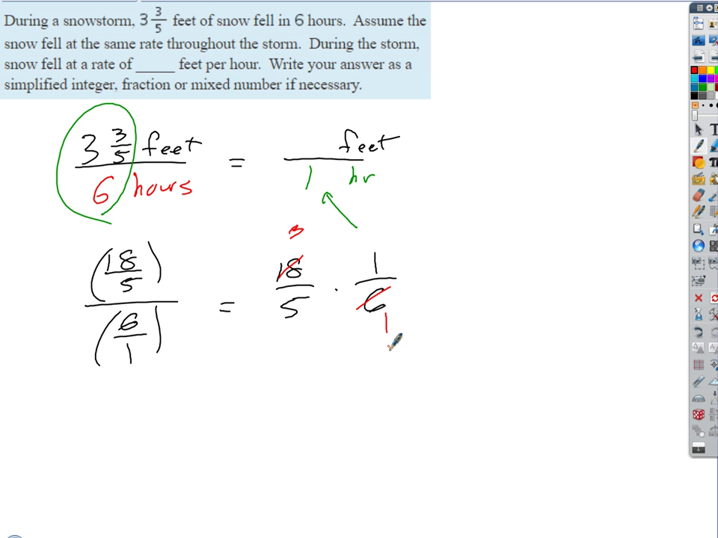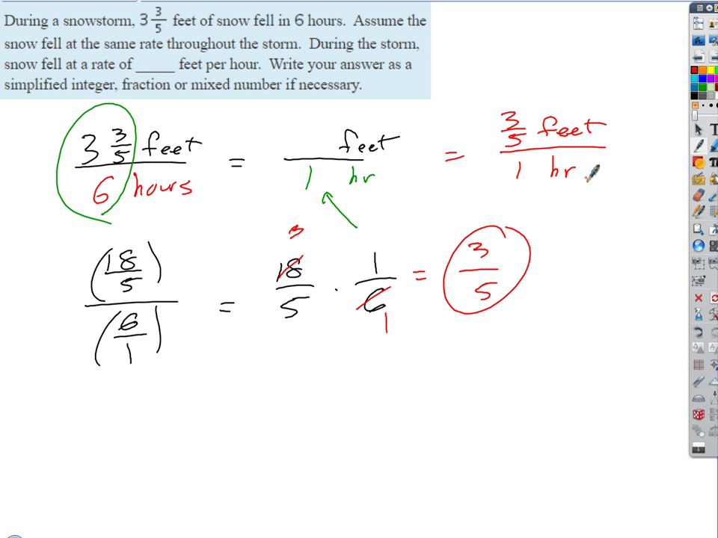And so now when I multiply straight across, 3 times 1 equals 3, 5 times 1 equals 5, and so that's my number, right? That's what I'm gonna get in terms of feet per hour. So we could write this as 3/5 feet per hour, right? Or for 1 hour, either way. Okay. All they want you to do is fill in that blank, so it's just gonna be 3/5. Okay. Questions?